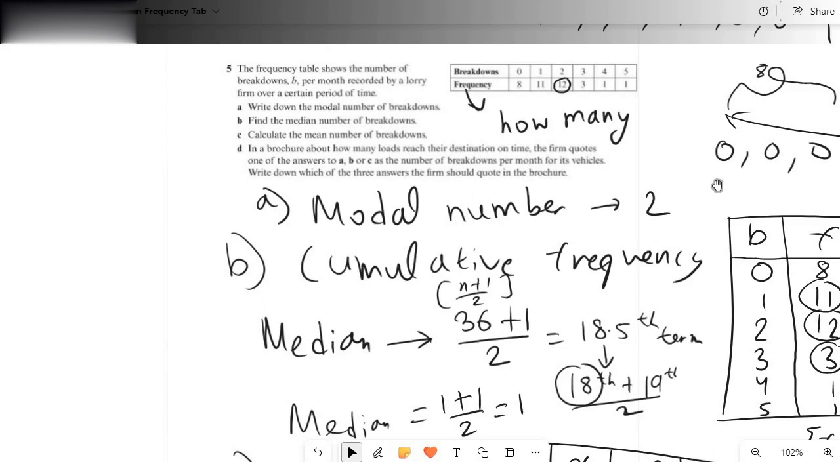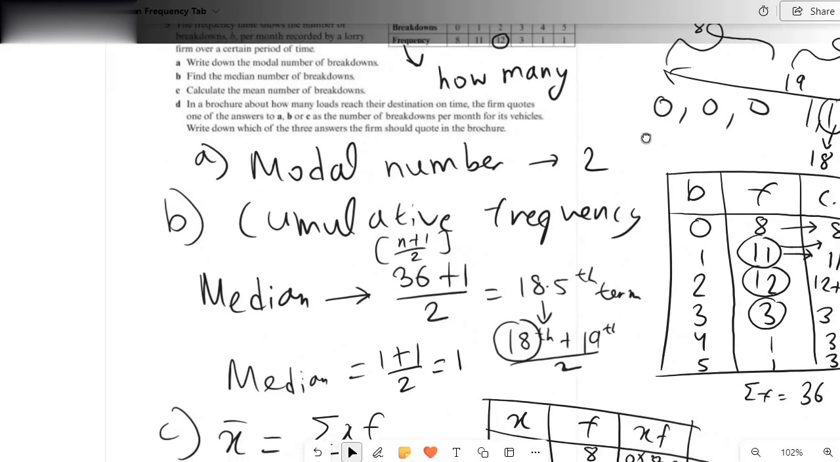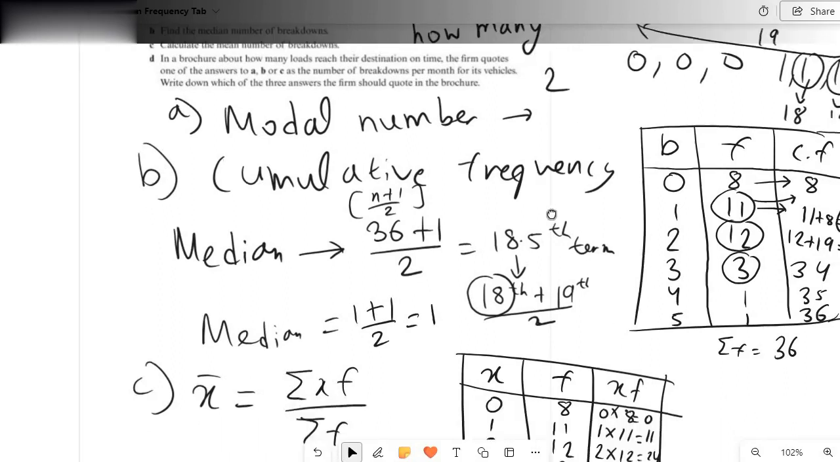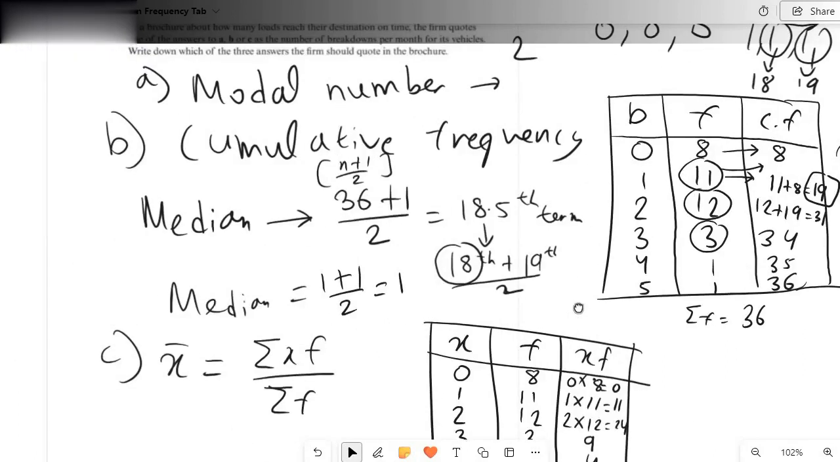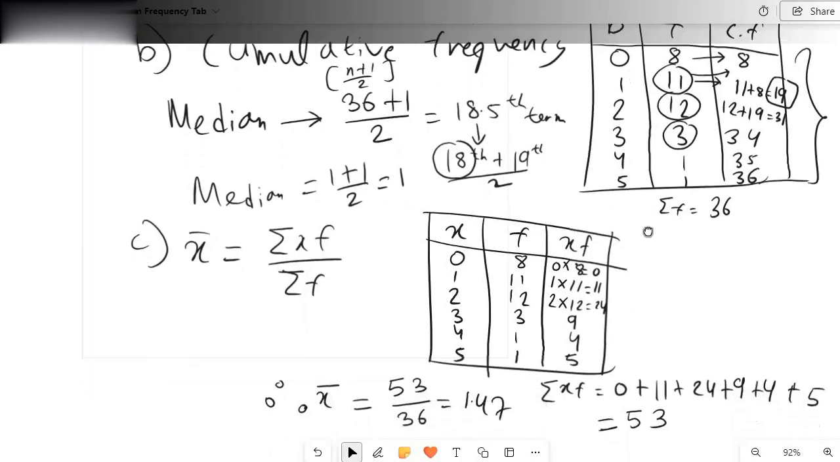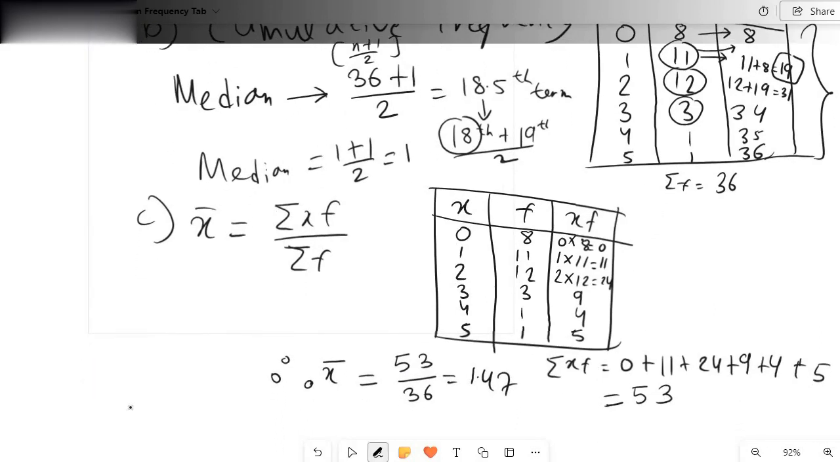If you think from the perspective of the company, you'll see that the mode was 2 and the mean was 1.47. Similarly, the median was 1. Now, if you were in their shoes, you'd obviously quote the value that is the lowest, so that more customers can be sure that the lorry is safe. So in this case, the median is the lowest number. Therefore, in part D, the median should be chosen.